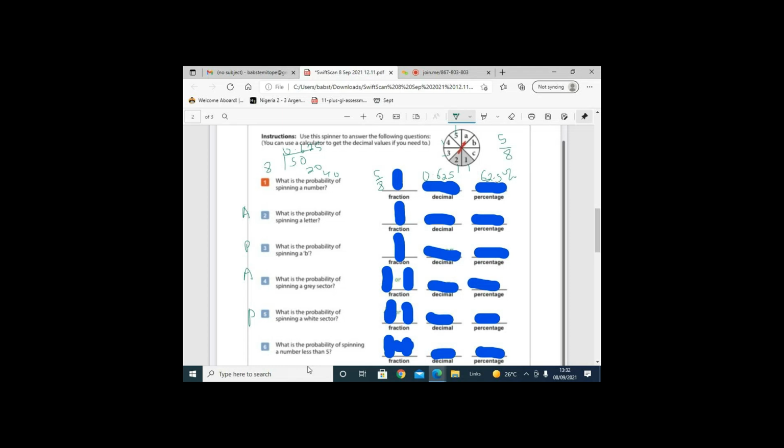Okay. The first one is 1/8, which is 0.125, which is 12.5%. The second one, what's the probability of the white sector, is 6/8.